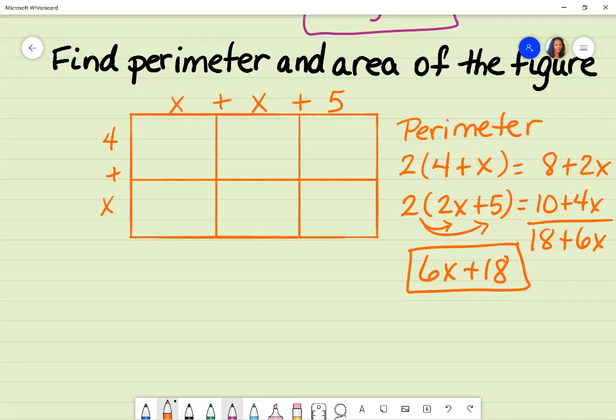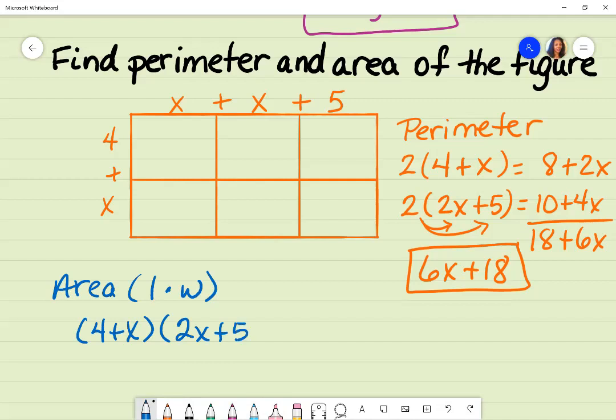For my area, that simply means, in the case of a rectangle, length times width. So I already know what I'm working with because I simplified it already above in my perimeter. So all I have to do is just multiply those numbers. I'm going to take 4 plus x, and I can multiply it times 2x plus 5. Again, there are 2 x's here that I'm adding. That's where I'm getting that 2x from.